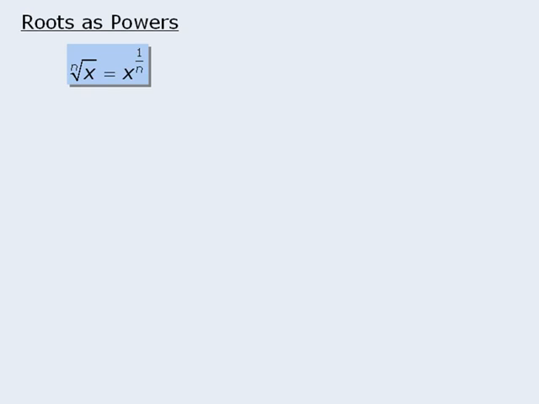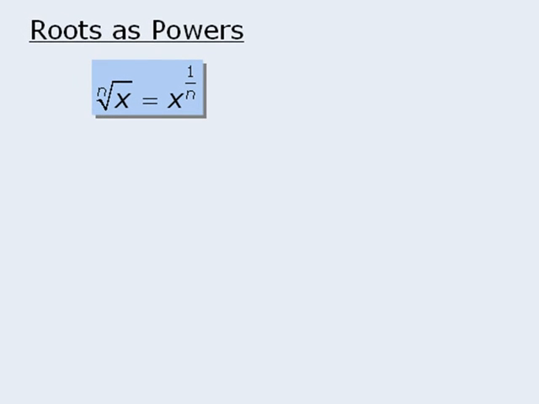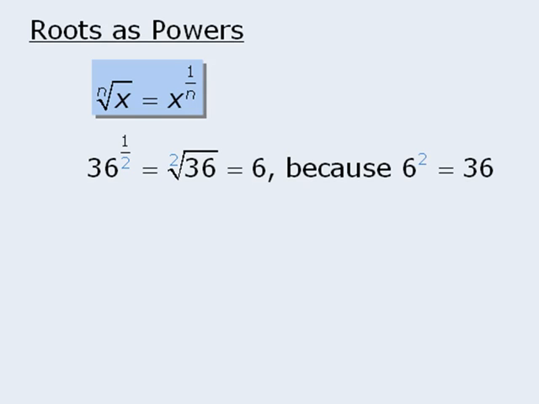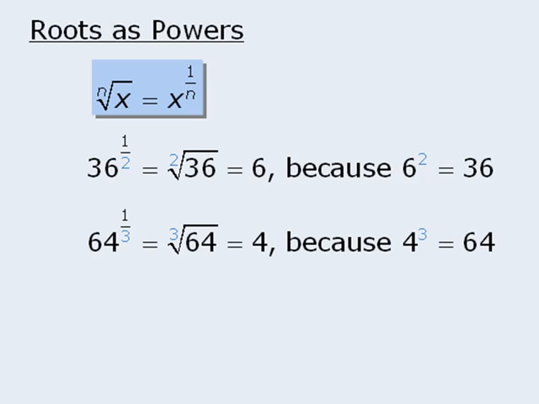In general, we can say that the nth root of x is equal to x to the power of 1 over n. So, for example, 36 to the power of 1/2 is the same as the square root of 36, which equals 6, since 6 squared is equal to 36. Similarly, 64 to the power of 1/3 is equal to the cube root of 64, which equals 4, since 4 cubed is equal to 64.